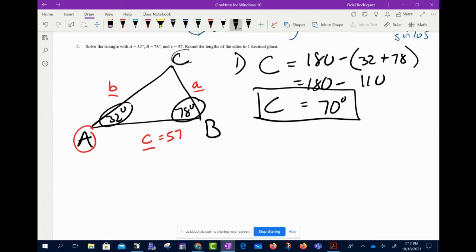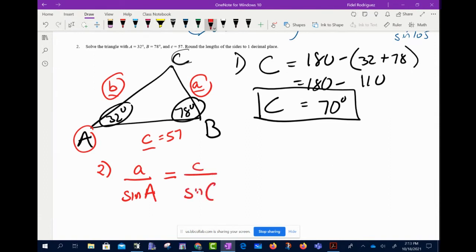Okay, the other things we need to find are the values for little a and little b. So I'll tell you what, let's do little a first. We're going to take little a divided by the sine of A equals little c divided by the sine of C. And we should know at least 3 of these values at this point. So little a divided by the sine of angle A, which is 32 degrees, equals little c, which we already knew to be 57, divided by the sine of 70 degrees.